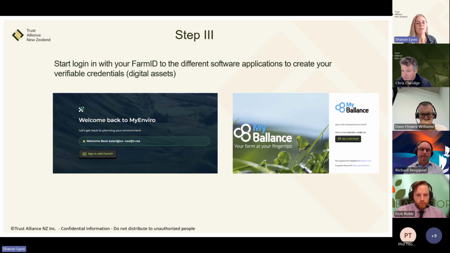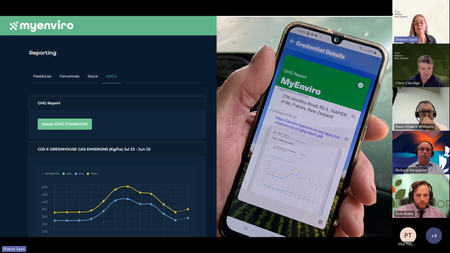So for example, logging into your MyEnviro or logging into your MyBalance, and we used a kind of federated login, similar to a Facebook or a LinkedIn, but using this Farm ID credential. As an aside, the farmers loved it. So this was on the left-hand side, the screen on their laptop. That was them logging into their screen.